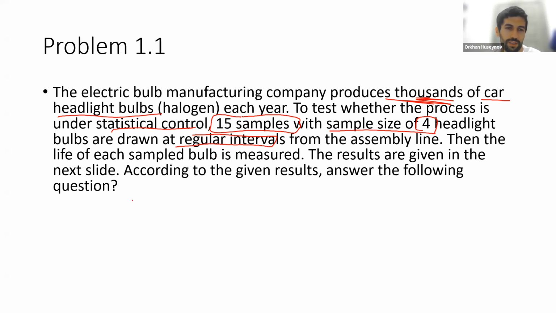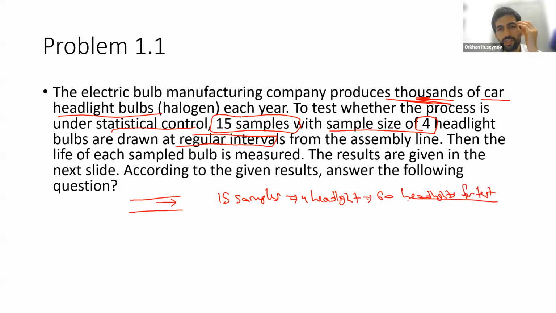So what's happening is that we have the assembly of the light bulb manufacturing, and then we take 15 samples, and each sample contains 4 headlights. So overall we have 60 headlights for test. Okay, this is not the whole population, this is just part of the population. And then for this part of the population, we are trying to understand these 2 questions.